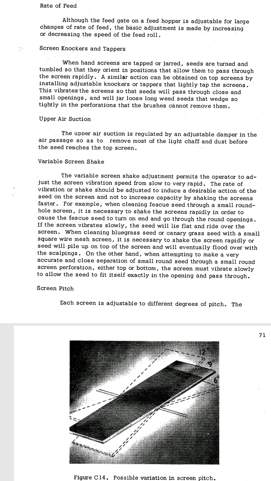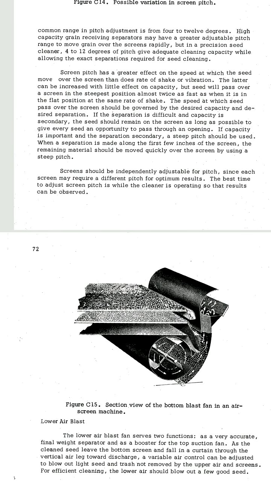Then the next adjustment is screen pitch. The screen is adjustable to different degrees of pitch. Okay, the common range in pitch adjustment is from 4 to 12 degrees. High-capacity grain receiving separators may have a greater adjustable pitch range to move grain over the screens rapidly. But in a precision seed cleaner, 4 to 12 degrees of pitch give adequate cleaning capacity while allowing the exact separation required for seed cleaning, okay.